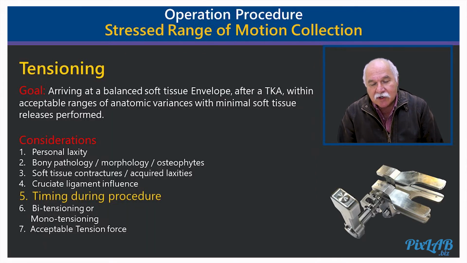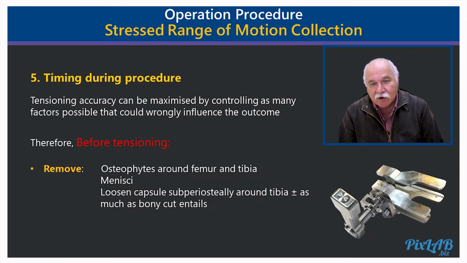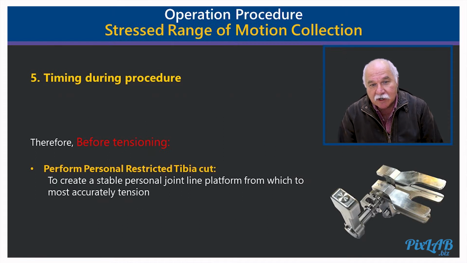Timing of the tensioning procedure is also of utmost importance. Accuracy can be maximized by controlling as many factors as possible that could influence the outcome. Therefore, before tensioning, osteophytes are removed around the femur and tibia, as well as the menisci. The loose capsule is loosened subperiosteally, and then we are ready to perform the personal restricted tibia cut, which we have performed already.